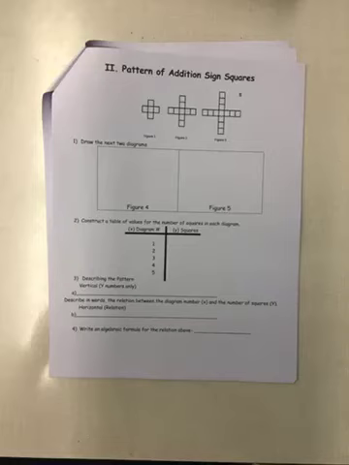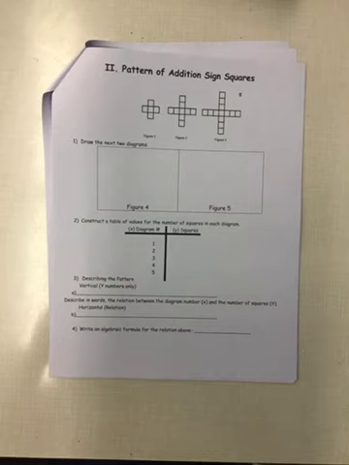So here's a quick little how-to on question number 2, the addition signs squares one. So the first thing it asks us is to draw the next two diagrams. Before we can draw the next two diagrams, we need to know what the pattern is.